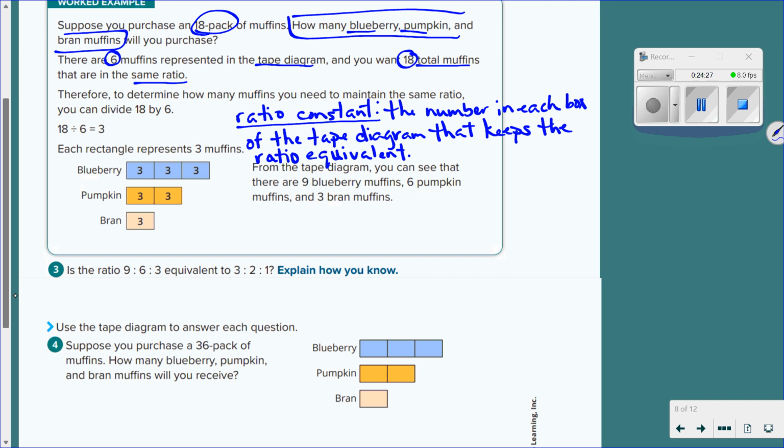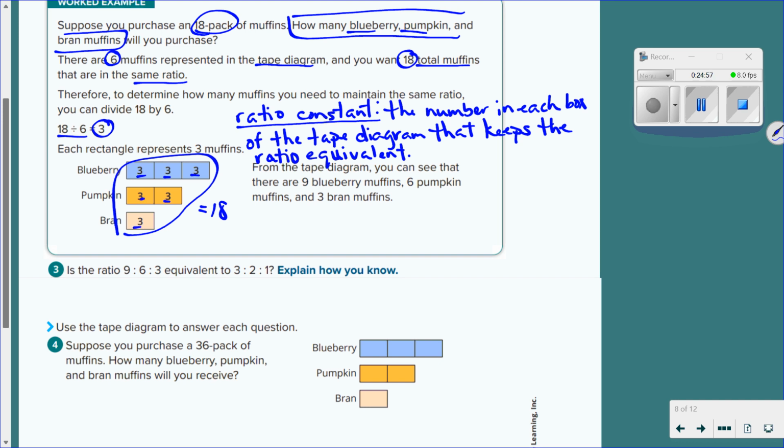Exactly. So here's what we did. We looked at our tape diagram. I said, how many boxes are there? 6. But I need these 6 boxes to equal 18, right? So to figure that out, I take 18 divided by 6, I get a 3. Guess what that 3 is? It's my ratio constant. So once I found it, now it goes inside every box. So I write a 3 inside every box.